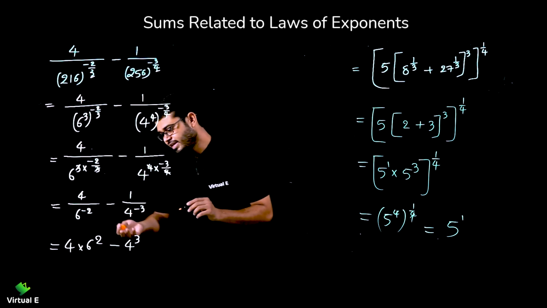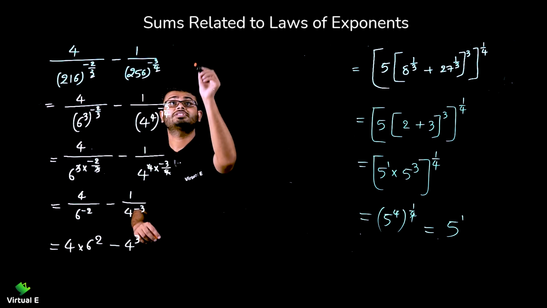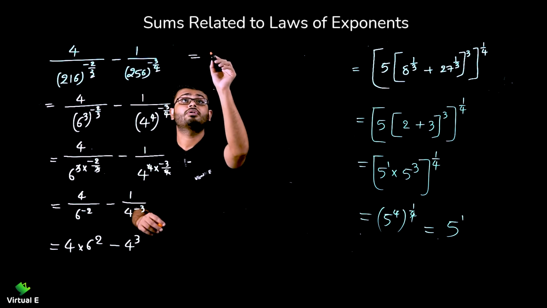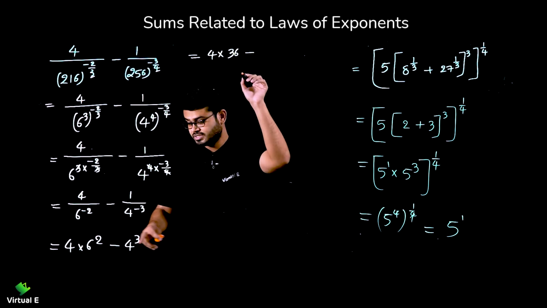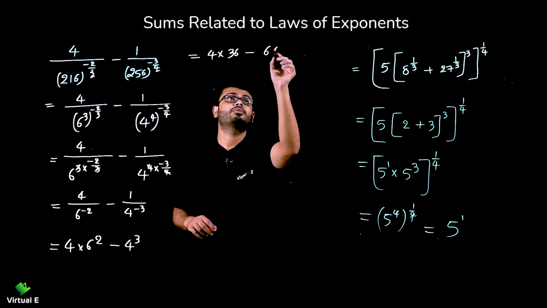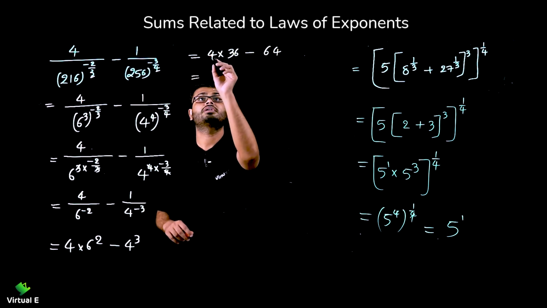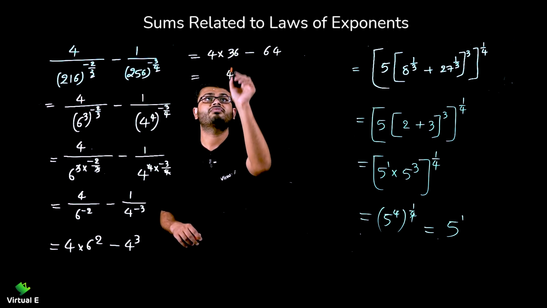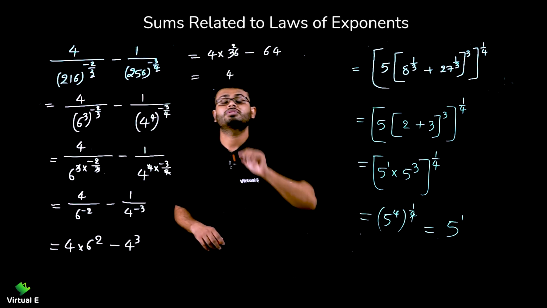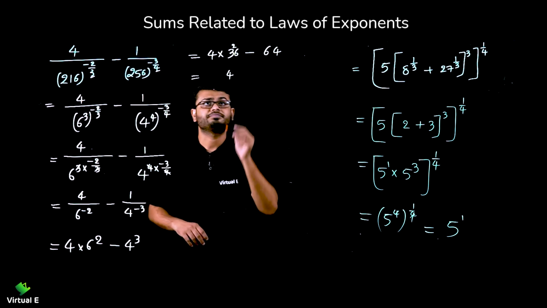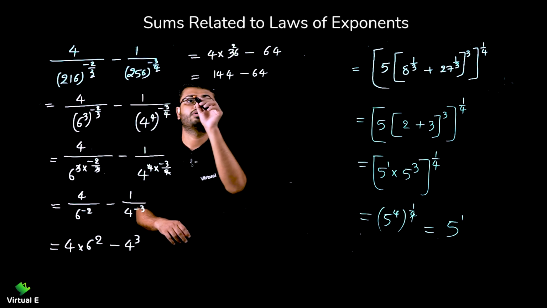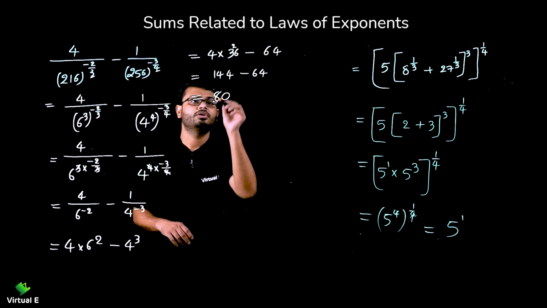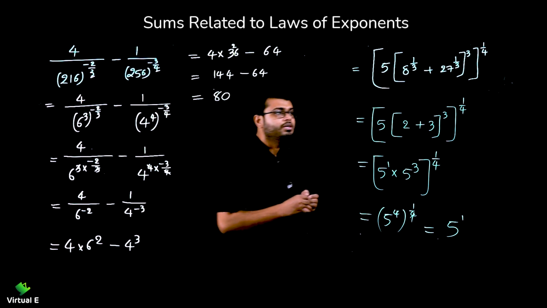If you want to simplify and get the answer, we can do that as well. Let's do over here. So 4 into 6 square, that is 36, minus 4 cube, that is 64, right? So 6 4s, that is 24, 4 and 2 over here, and 4 3s are 12. 12 and 2 is what? That is 14, 144 minus 64, right? So I think 80 you are going to get if you subtract over here, right?